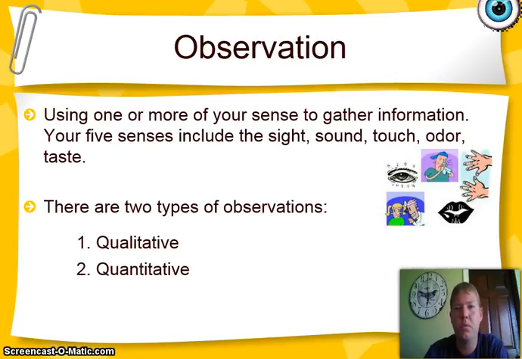Now, we're going to be talking about observations. And for a second there, you just saw my eyes. Well, observation is using one or more of your senses to gather information. And you use your five senses to do so. This includes your sense of sight, sound, touch, odor, and taste. Now, there are two types of observations that we're going to talk about today: qualitative and quantitative.